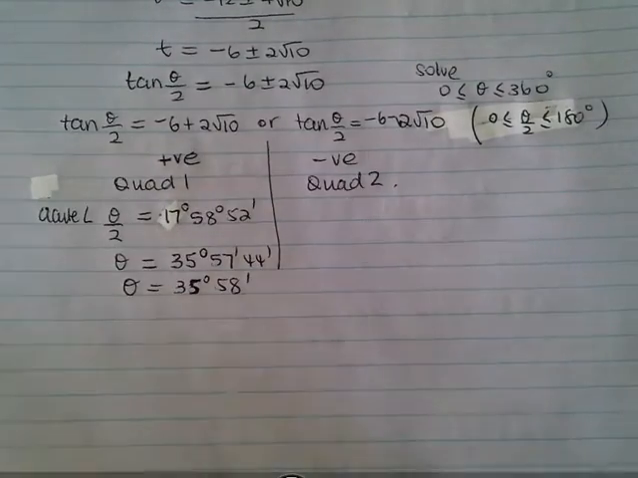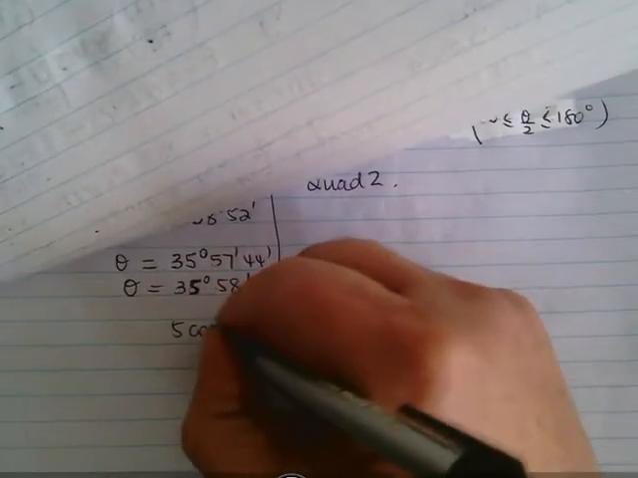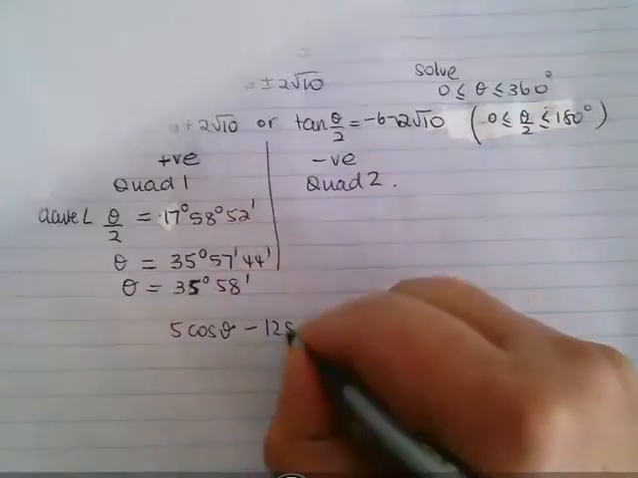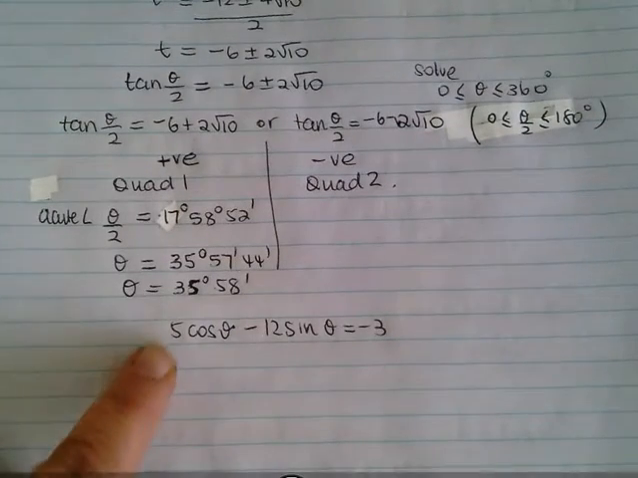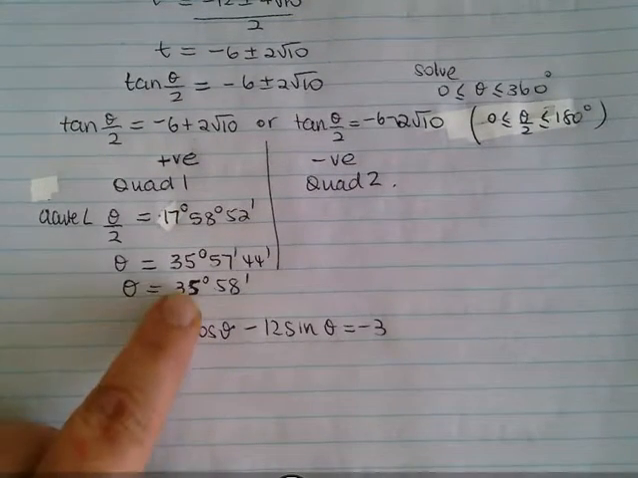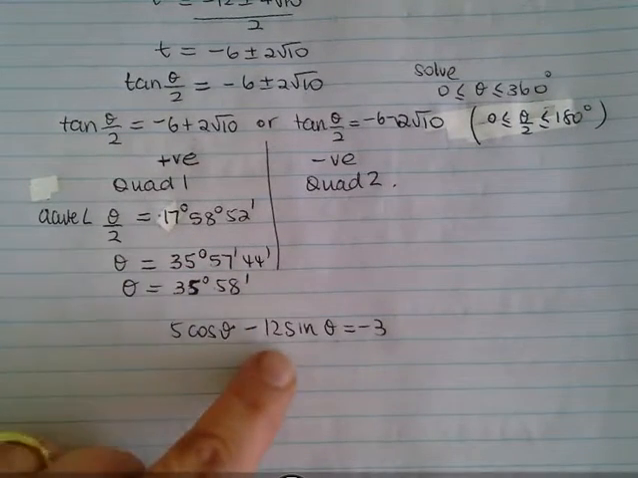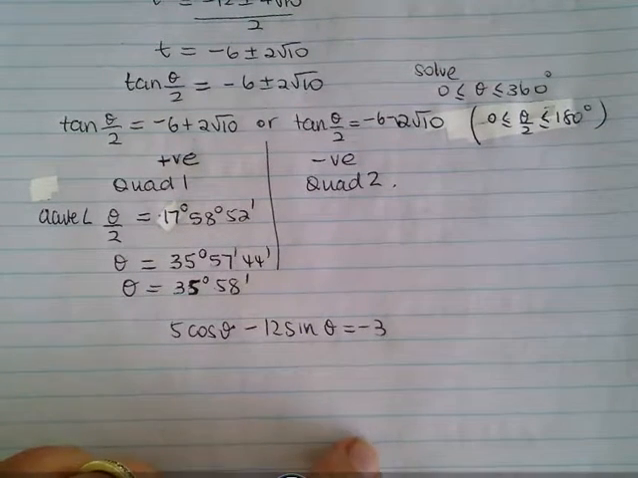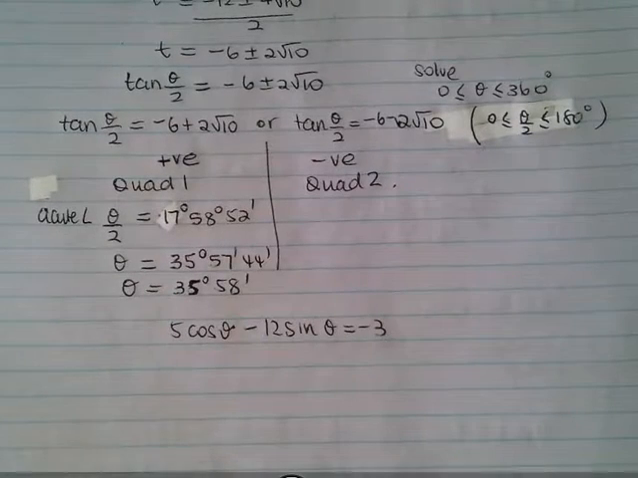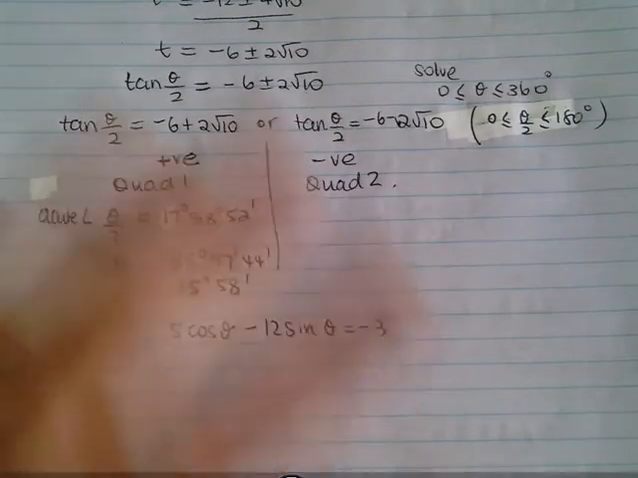Now I'm just going to write down what the equation is over here. I've got 5 cos theta minus 12 sine theta is negative 3. If you wanted to check that this is okay, you just go 5 times the cos of 35 degrees 58 minutes, roughly, that'll do, minus 12 times the sine of that angle, and hope you get something very close to negative 3. You know it's the answer. So when we substituted that into the original equation, it was negative 3.